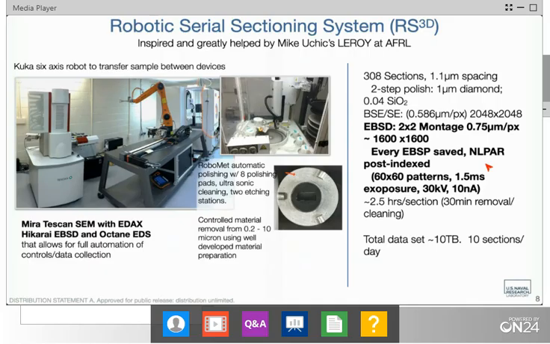And we're using a 2-step polish. It's a 1 micron diamond finished off with a colloidal silica. This is all done on the RoboMet automatic polishing system.